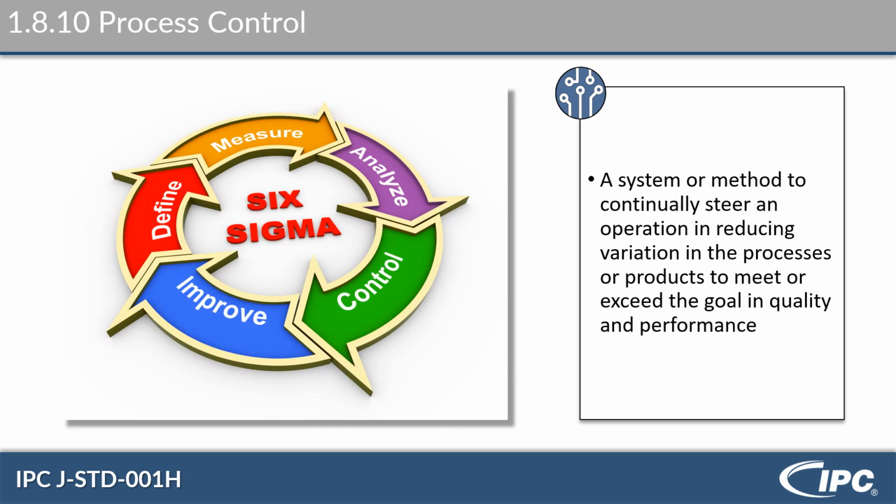Process control is a system or method to continually steer an operation into reducing variation. So DMAIC, actually this is wrong, it should be improve then control. This picture is actually backwards and drives me nuts. Define, measure, analyze, improve, and control. It's something in your workplace you may have heard of, lean manufacturing or Six Sigma. These are the rules of Six Sigma.